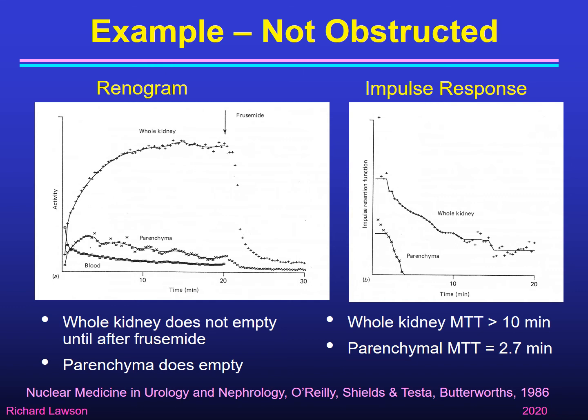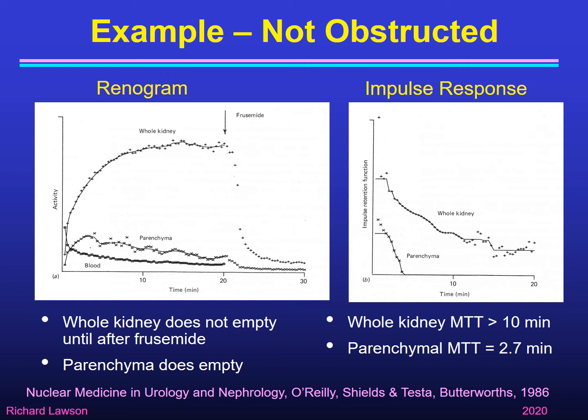But we had to stop the calculation at 20 minutes because giving furosemide at 20 minutes means that deconvolution is not valid in this patient after 20 minutes, and so we had to truncate the calculation here. So we know that the transit time is at least 10 minutes, probably greater. That's enough to say that this is a long transit time through the whole kidney, but what really matters is what the parenchymal transit time is. So if we drew a region of interest over the parenchyma alone, we get this curve for the parenchymal transit time, showing that that's quite normal at 2.7 minutes.